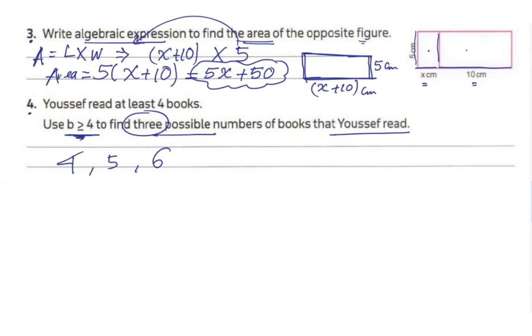Another solution: maybe I will start with 10 and 11 and 15 and so on, any 3 numbers, but start from 4 and greater than 4. So all these numbers are okay, this group or any other group of numbers.